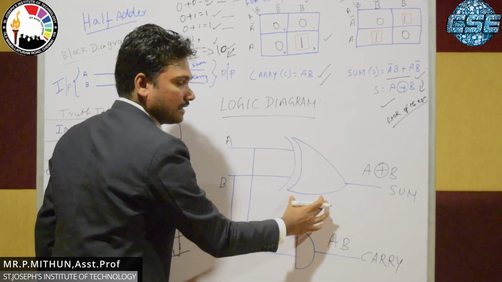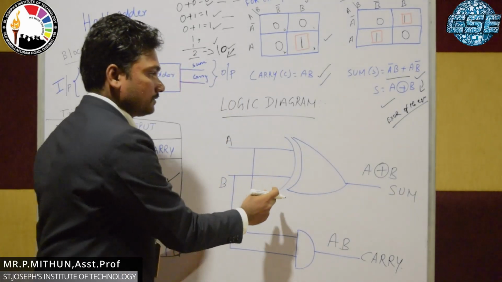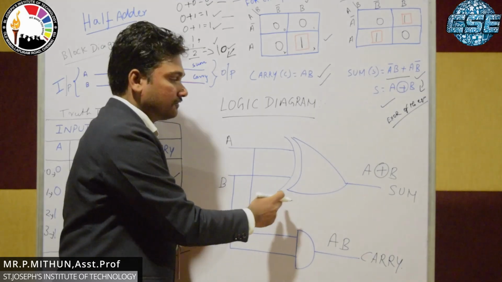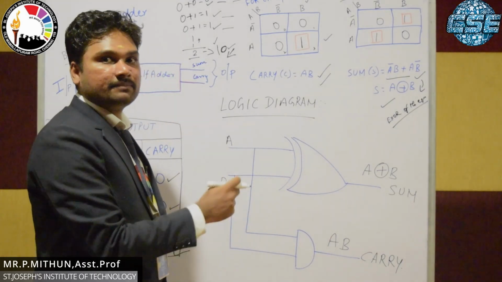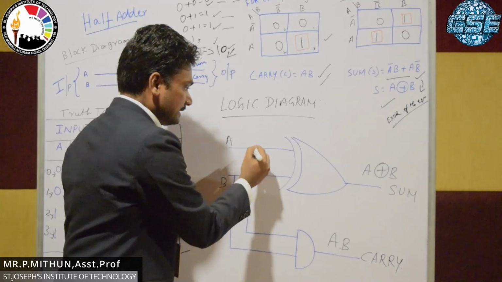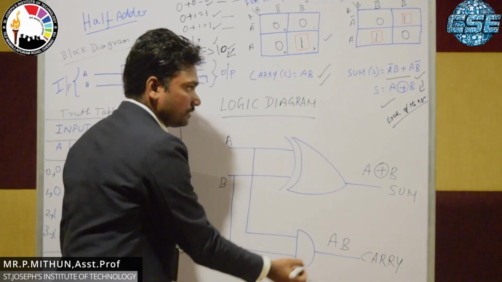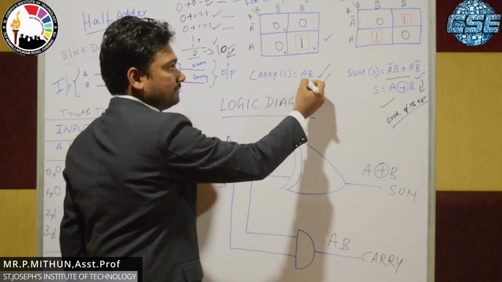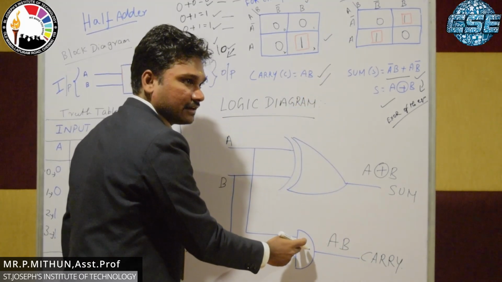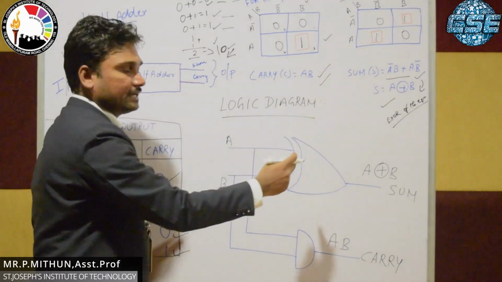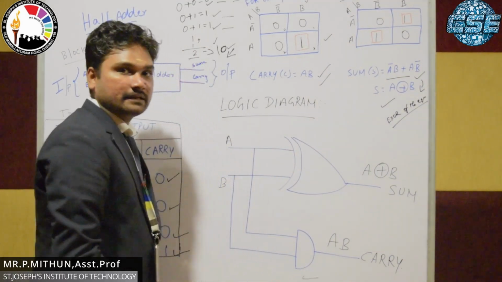For this sum, we want to draw the XOR logic diagram using the XOR logic symbol from the basic logic gates. From that, the same input A and the same input B are taken out for the carry diagram. So carry is A into B. From the basic logic gates, A into B represents the AND gate. So we want to write the AND gate symbol.